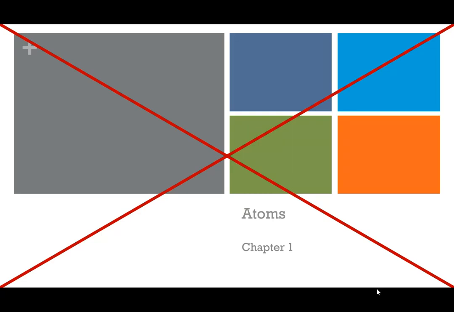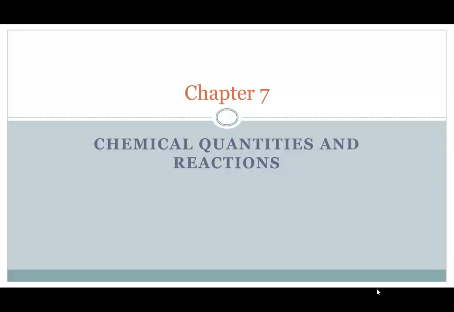This is not your chapter 1. The information for you is going to be found in chapter 7. This is part of our chapter 7 chemical quantities section, but it's the exact same information. So I'm going to go ahead and link you guys into that video now, and you can listen to it and it'll be the same information.